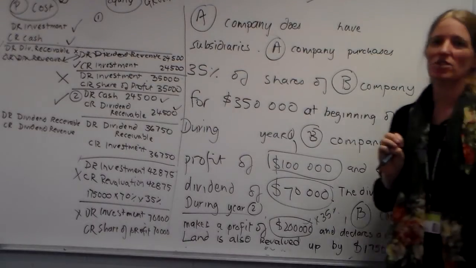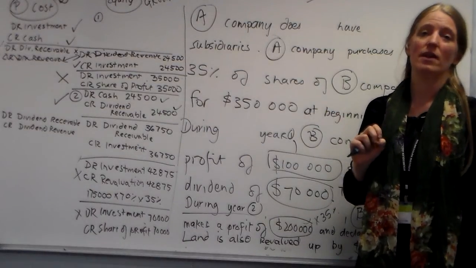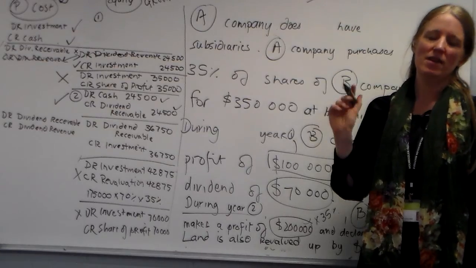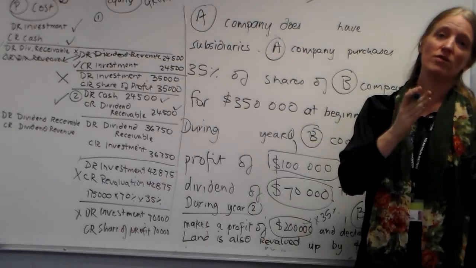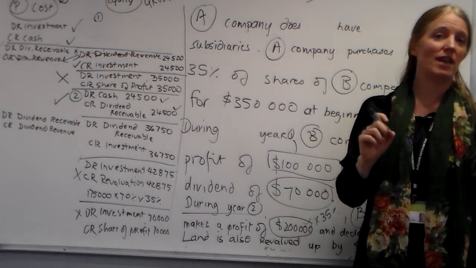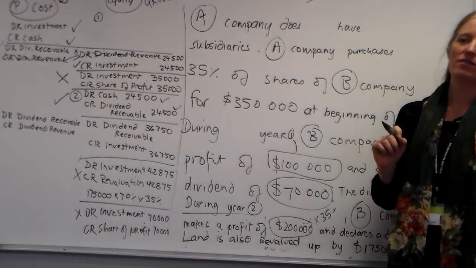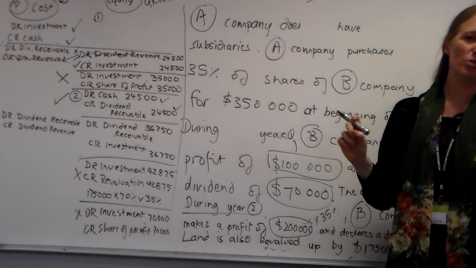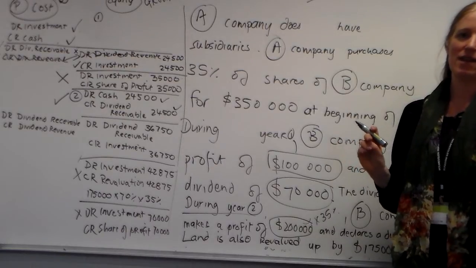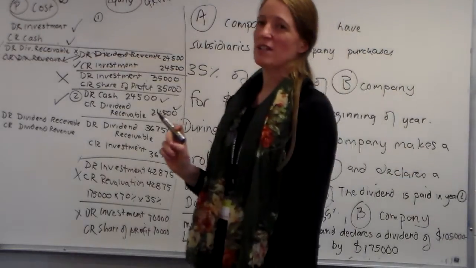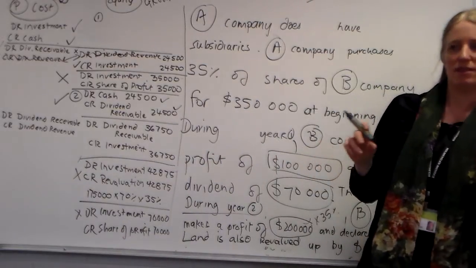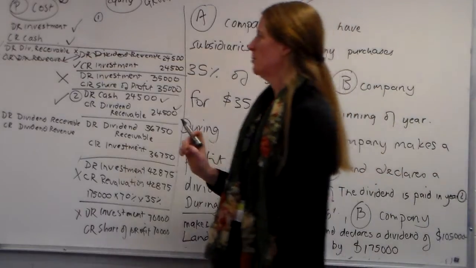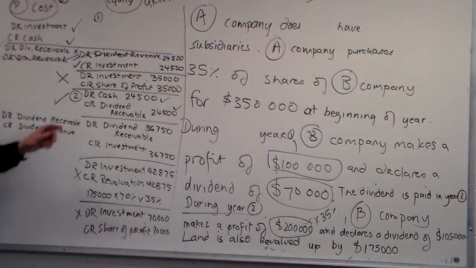If it's less than 20%, you don't use the equity method. Only if you have 20% or more of the shares do you think about using the equity method. It's when you have 20% or more of the shares that you have what we call significant influence. If you don't have significant influence, you don't use the equity method. There's one exception, and that's joint ventures, but that's something we'll come to later.